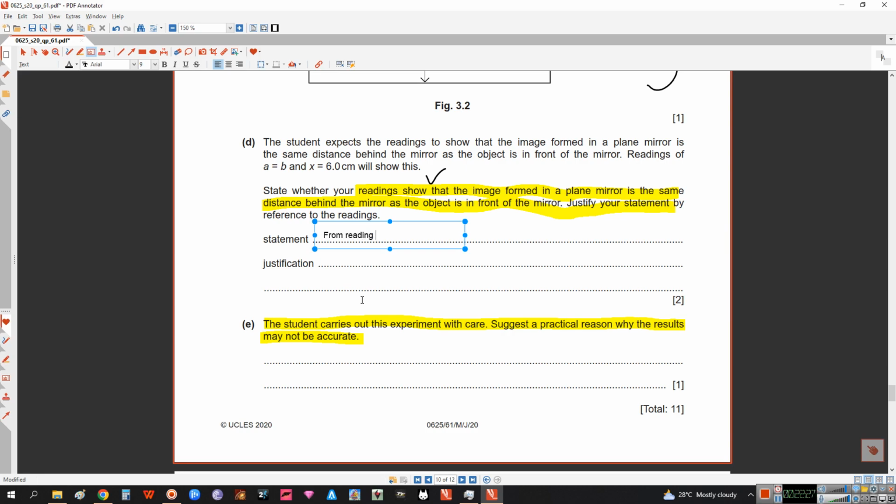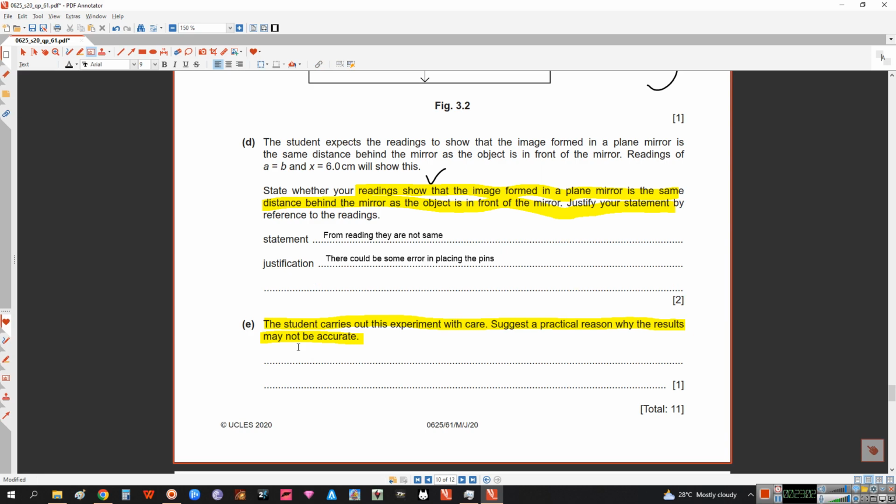So from the reading, they are not same, right? And what is the justification? There could be some error in placing the pins, right? So that is one way of justifying this.